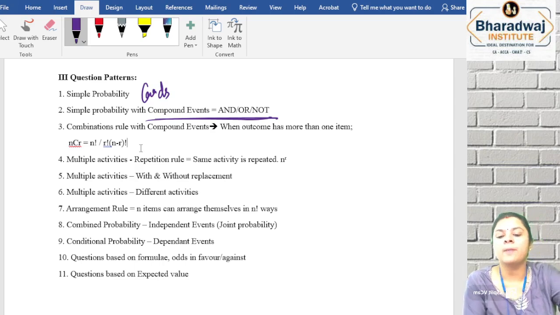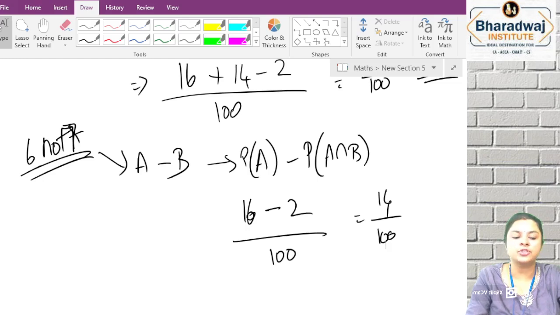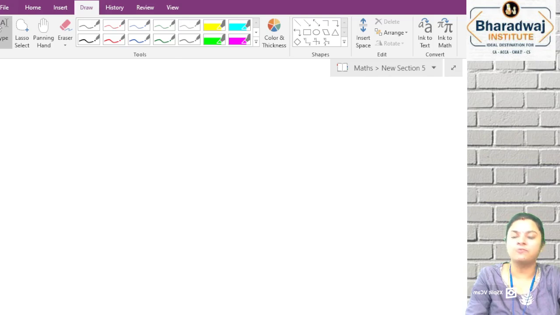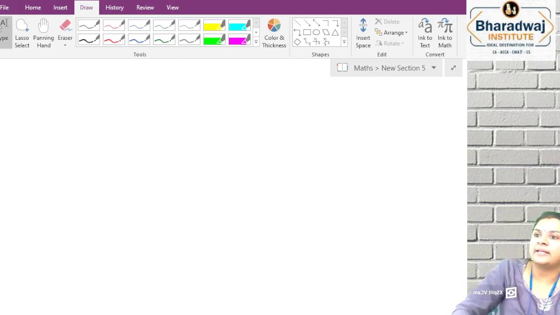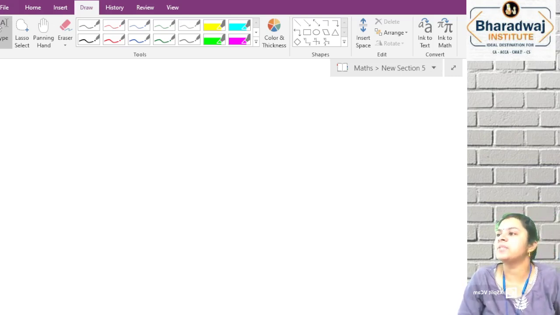Next, combinations rule. Whenever you have more than one item to be selected, which rule do we use? nCr. For example, from a pack of balls, 2 balls have to be selected. From a pack of 10 items, 2 items have to be selected. What is the probability? What is the n value? 10C2. Now what is the probability that the 2 balls will be black?